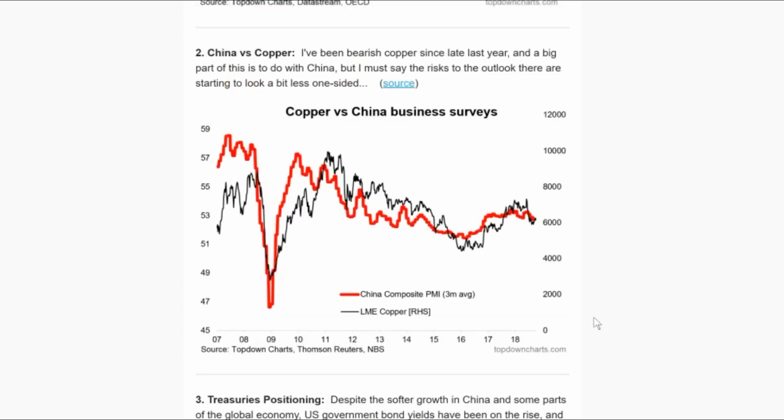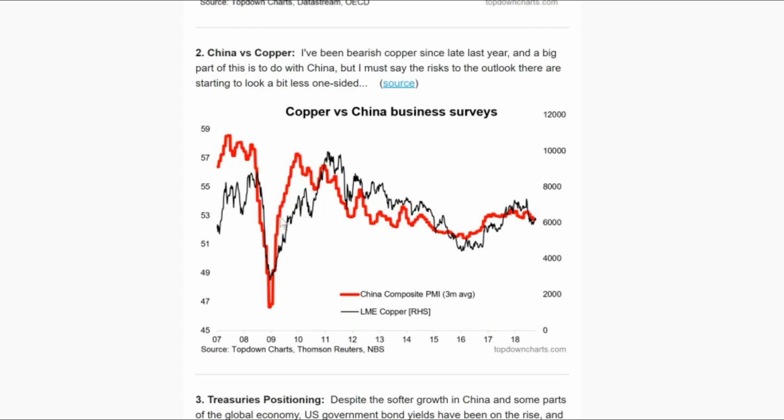China versus copper. This one's also pretty interesting, and it's kind of echoing some of what we saw in the first chart there. I was pretty bearish on copper around the turn of the year, late last year, and that was largely down to the China factor. And so you might say, well, is it a spurious correlation? Why are you looking at copper in China?